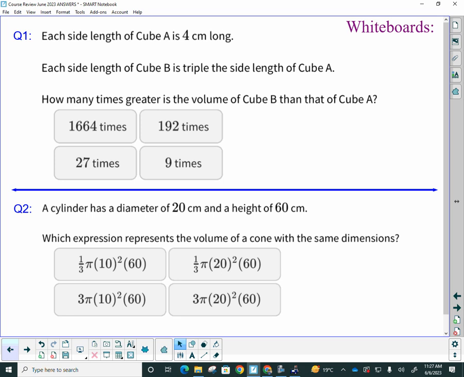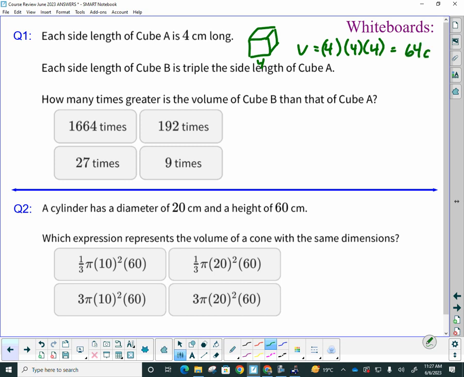It says each side length of the cube A is 4 centimeters. So we've got a cube. You just have to watch this. I don't think this is in your handout. Each side is 4, so it's going to be 4 times 4 times 4. So let's just figure that out right now. The volume is 4 times 4 times 4, and that's 64 centimeters cubed.